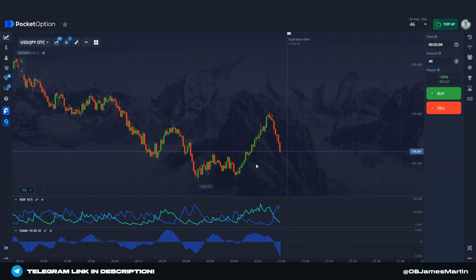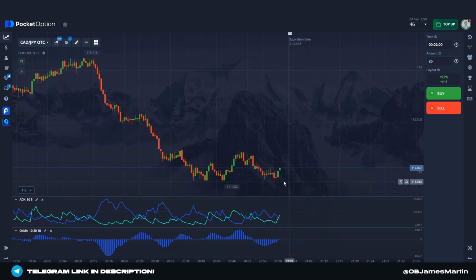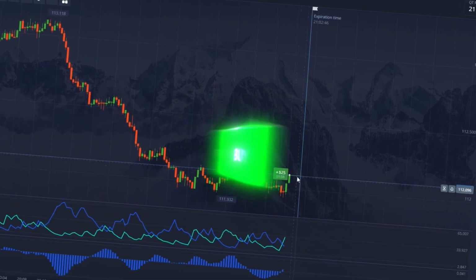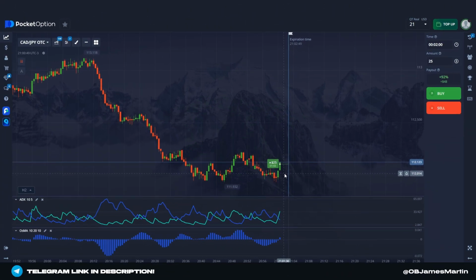Let's go with that for $6. All right, with the help of the ADX line, I quickly found an interesting situation and opened my first trade. The trade time is 2 minutes with an amount of $25, and it will be a buy trade.